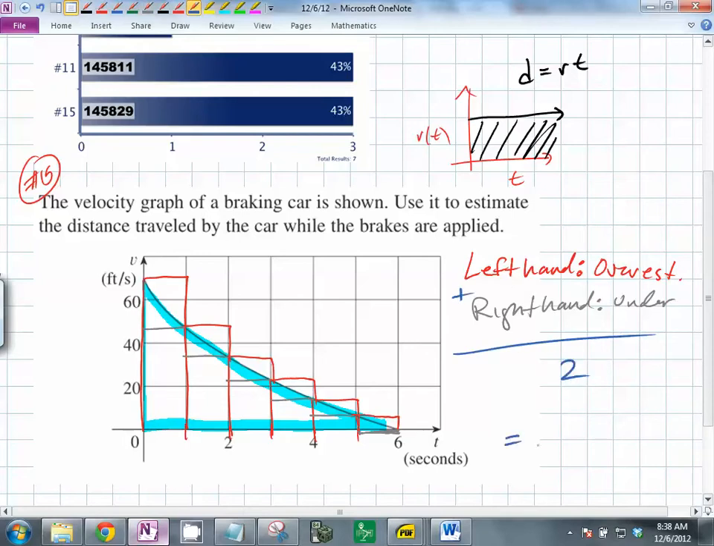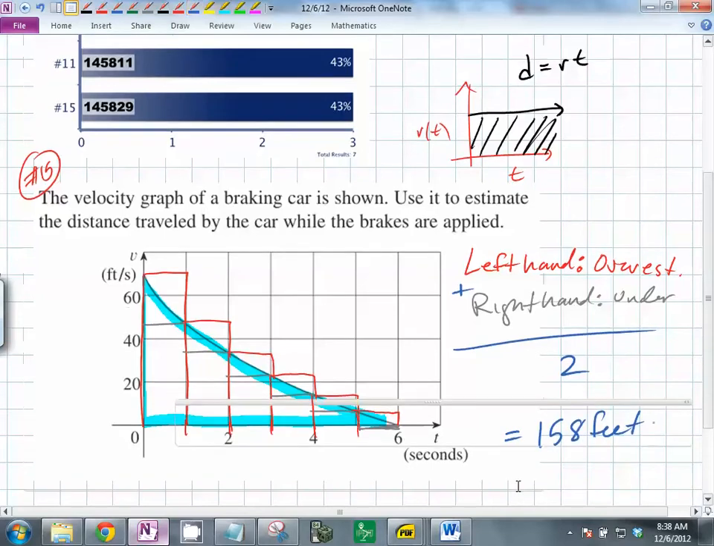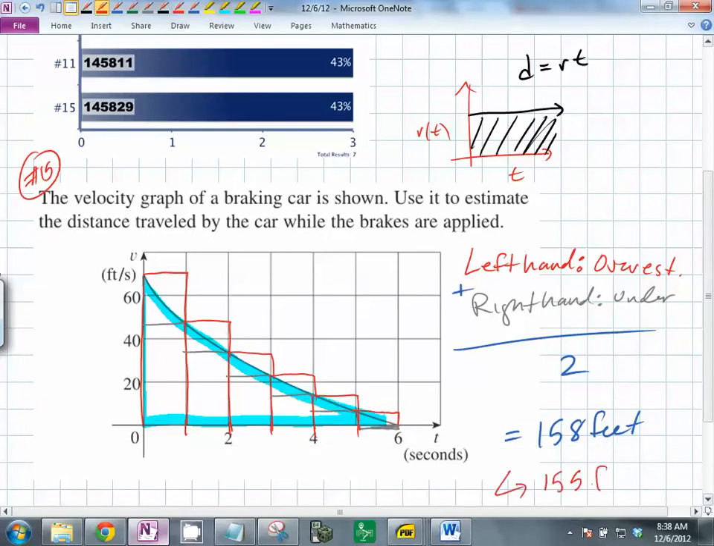Anybody have an answer to this they'd like to share? 158 feet? Yeah. So 155. Another estimate could be 155. If I gave this kind of question to you on a test, I'd probably accept as full credit any answer between like 151 and 161, somewhere in there. Because if you change any of these by a little tiny bit, it's going to change your final estimate.